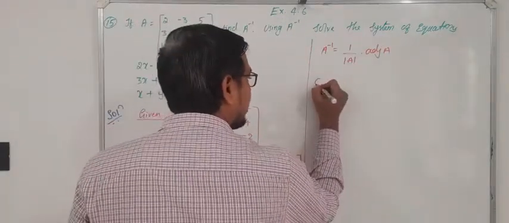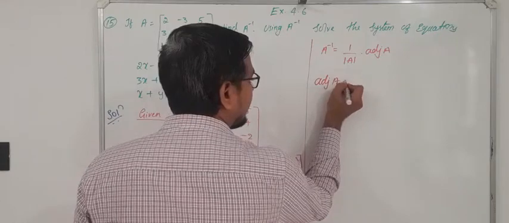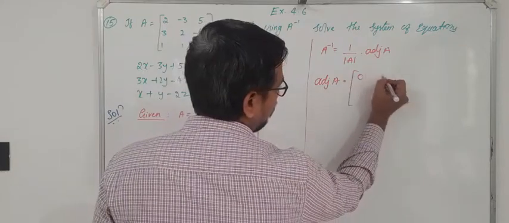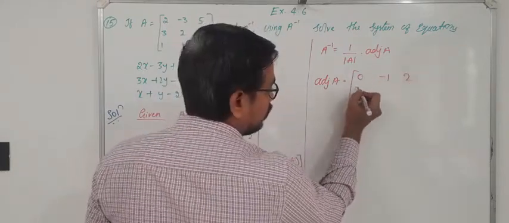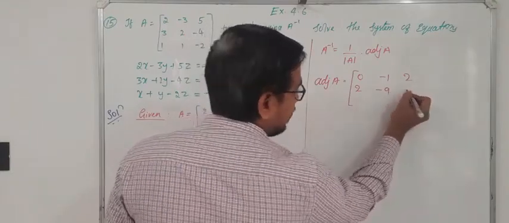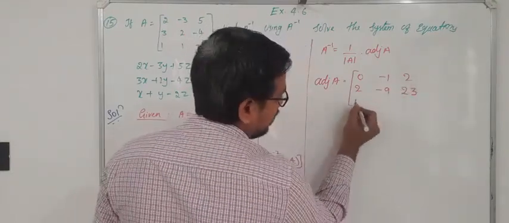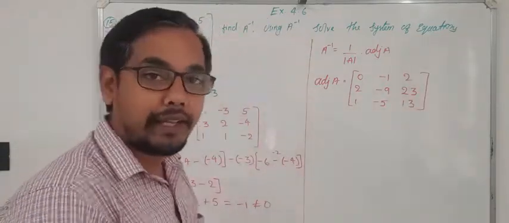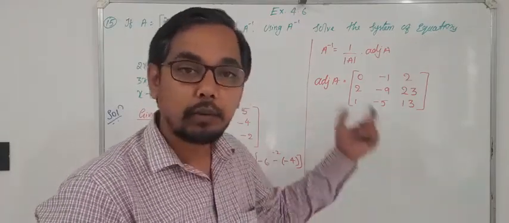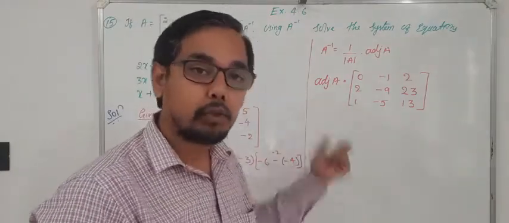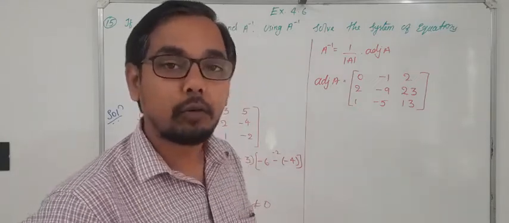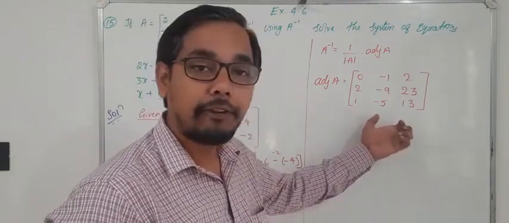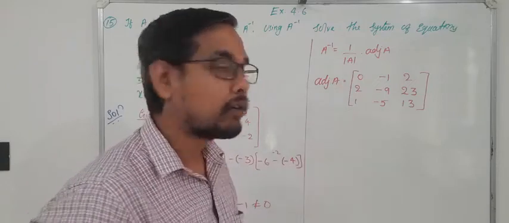I have calculated it separately with the help of minors and cofactors, and I am writing it here. Adjoint A will be equal to 0, minus 1, 2, 2, minus 9, 23, then 1, minus 5, 13, right? So this is the value of adjoint A. You know the procedure of calculating minors, cofactors and adjoint A, which we have demonstrated in many problems. You do it by yourself, and this is the value of adjoint A you will get.